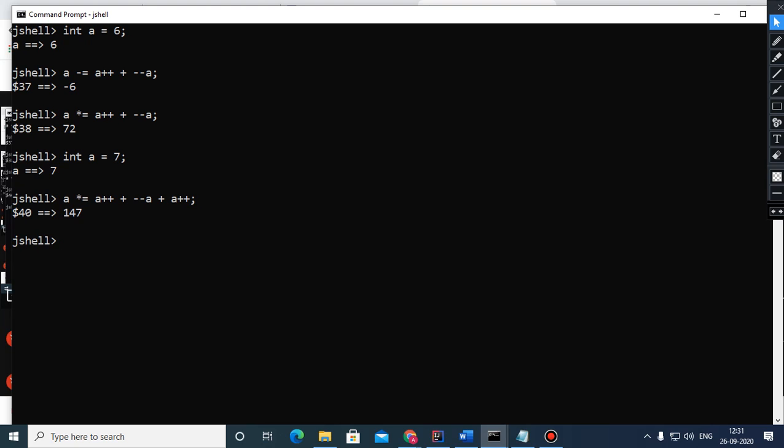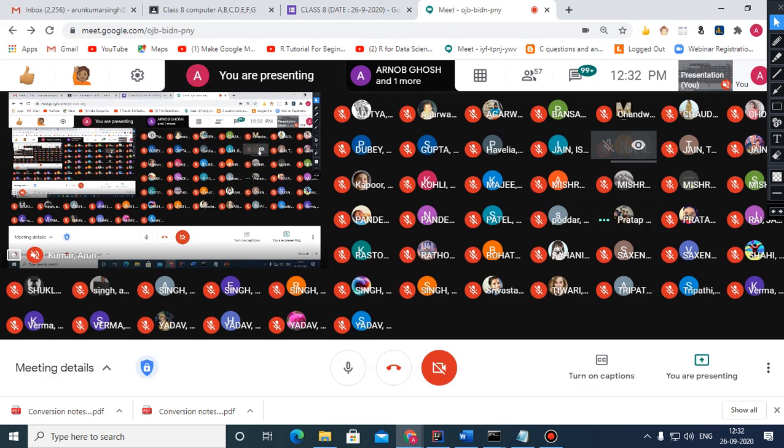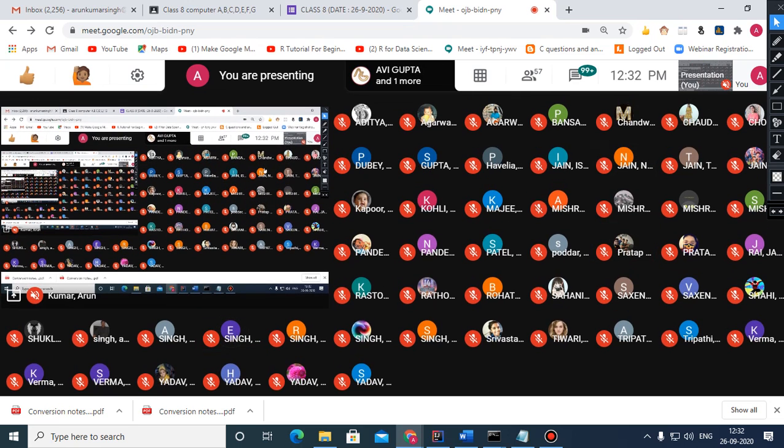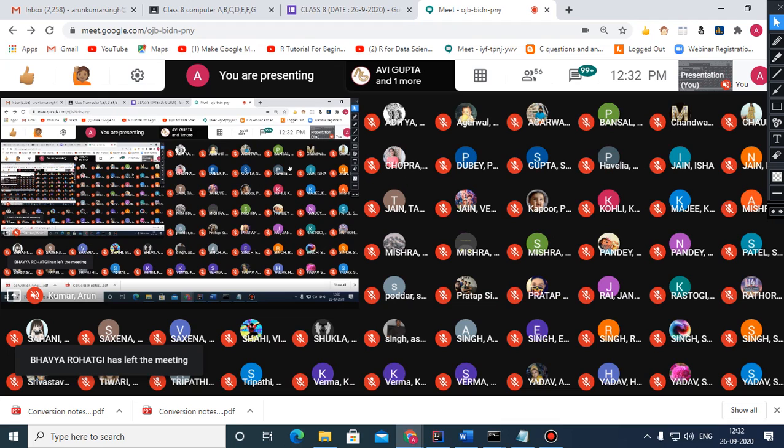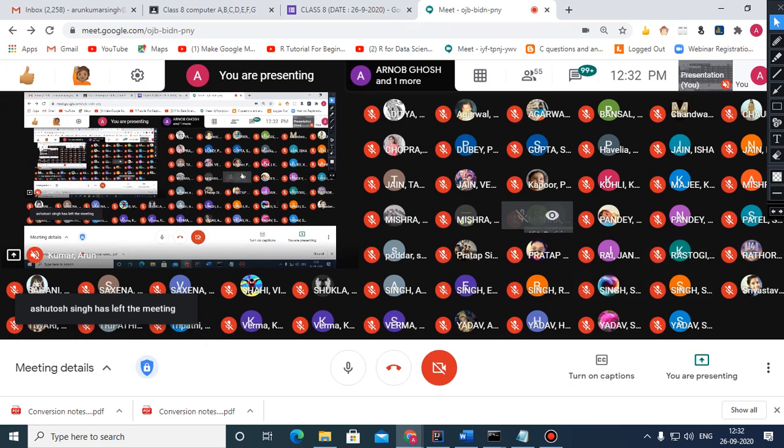Okay children, any other mathematical function which you want to study? Any other function? Yes, which one? Math.abs calculates the absolute value. If you are passing minus 10, it will become 10 and nothing else. If you are passing minus 10, it will become 10.